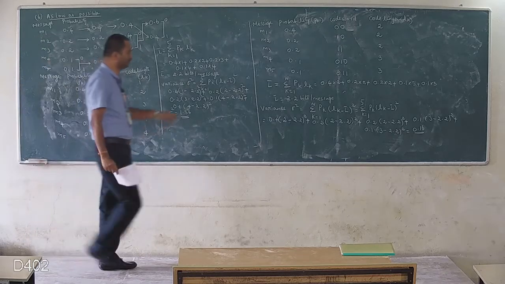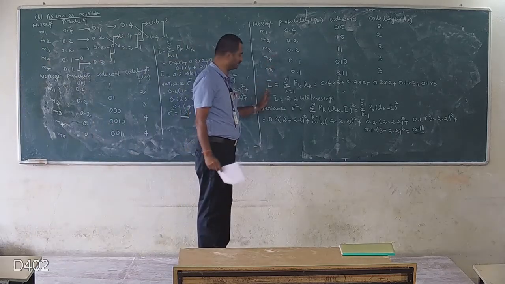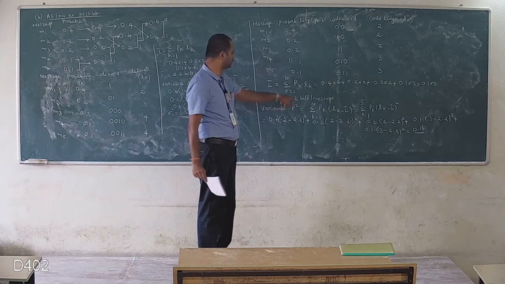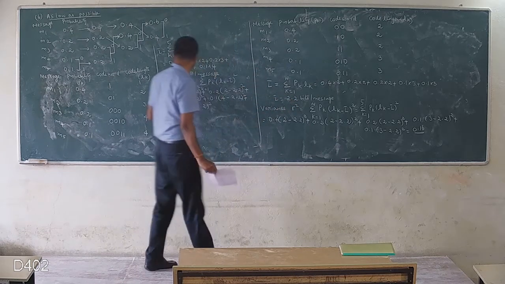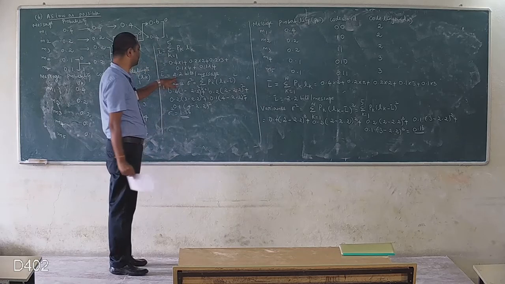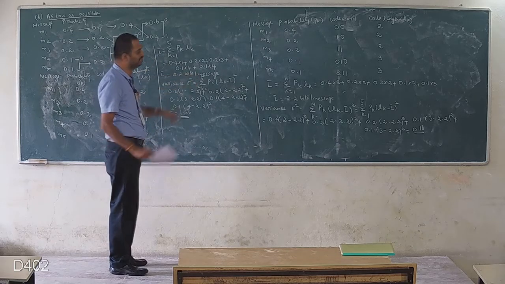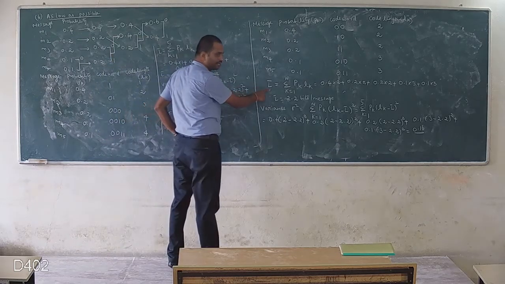They asked us to compare average code word length and variance. If you compare the average code word length L bar for as high as possible, it is 2.2 bits per message. Here also, for as low as possible, it is 2.2 bits per message. That means there is no change in terms of average code word length.